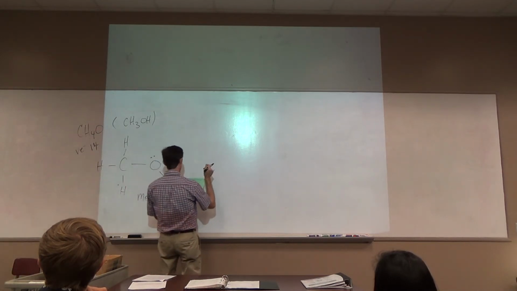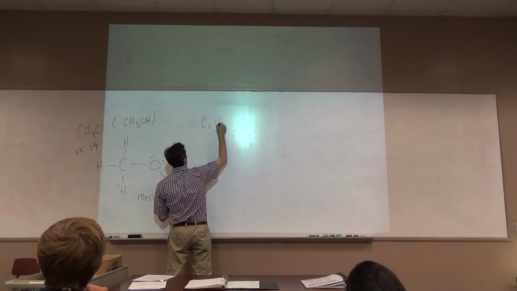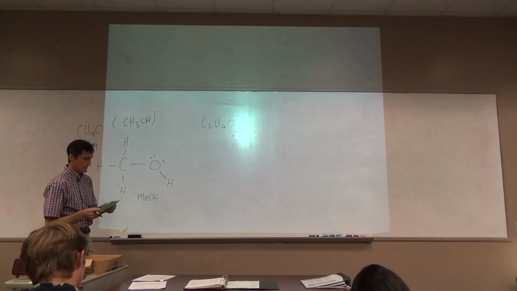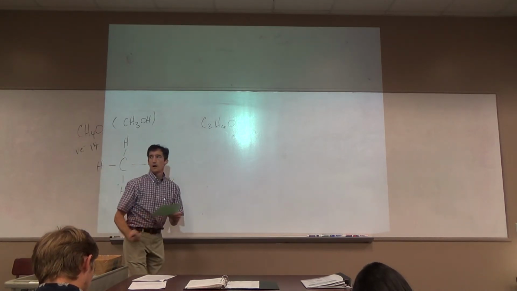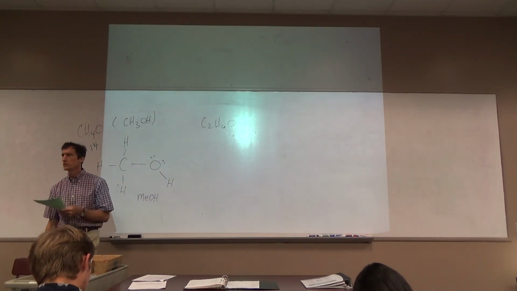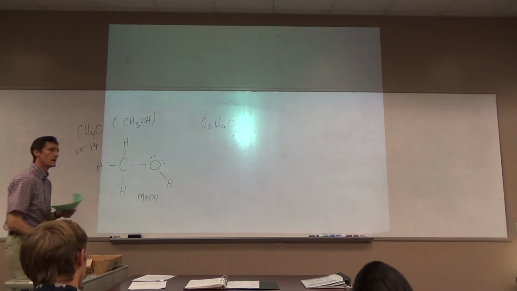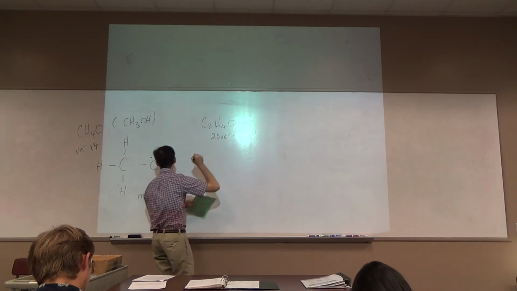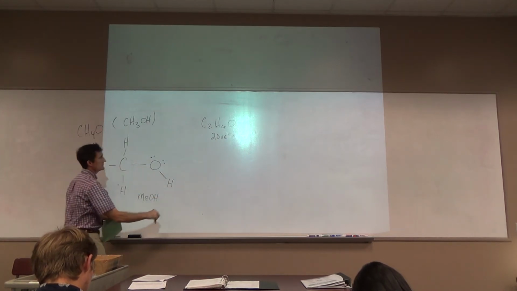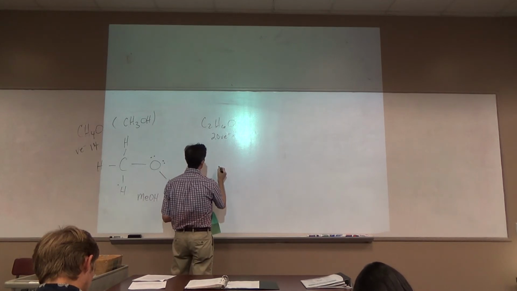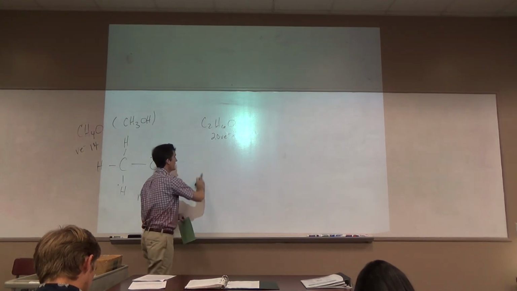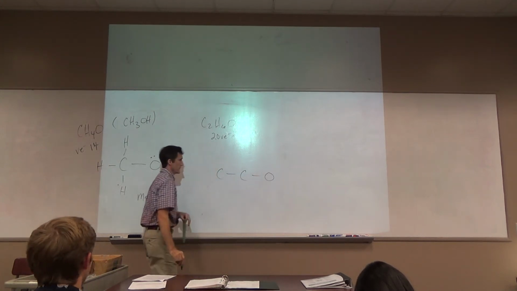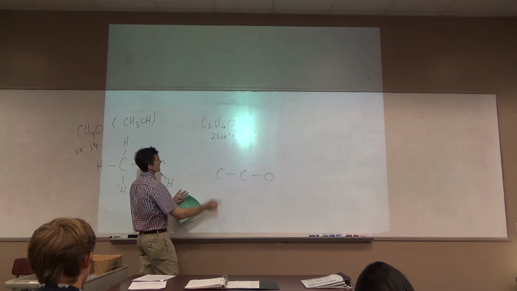How about another one? C2H6O. And valence electrons. 4 times 2 is 8. 6 more is 14. What do we got? 20 valence electrons. Let's see. How do you want to put the non-hydrogens together? What about this? Carbon, carbon, O. Let's see, we got 6 H's.